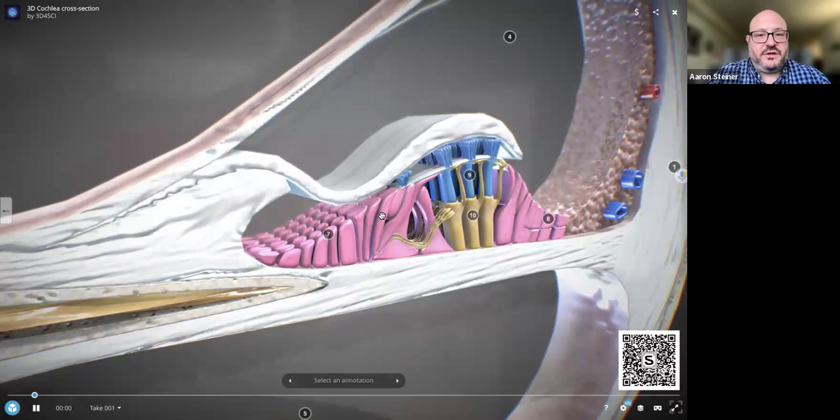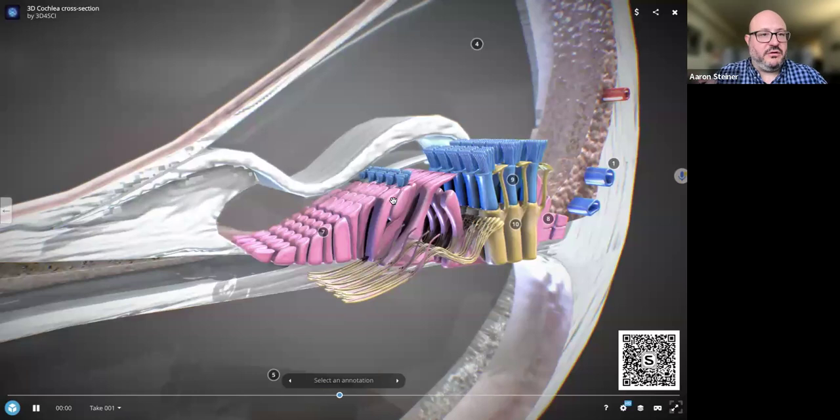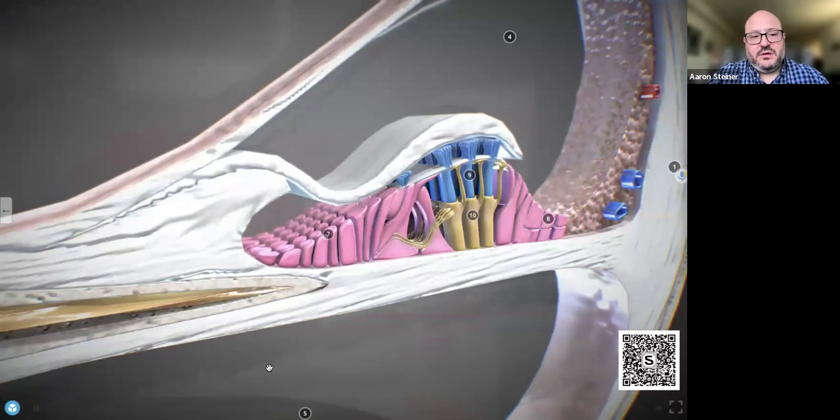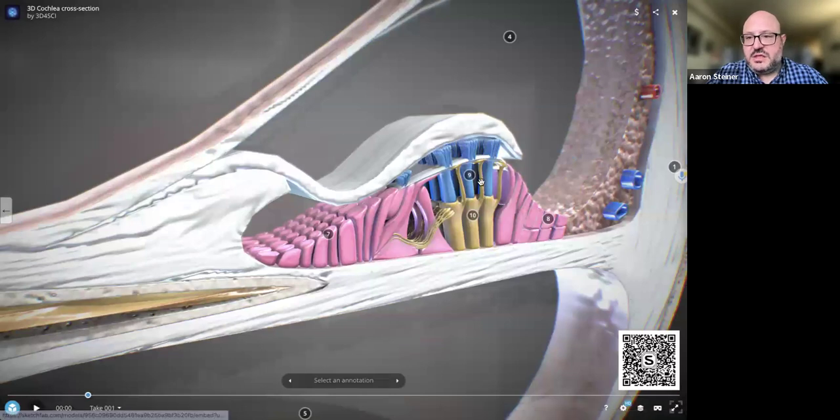So that's one of the things we're studying in my lab: how can we replace or produce more hair cells in order to eventually treat hearing loss. So that is, I think, pretty much all I have for today. I'm more than happy to answer any questions you may have.